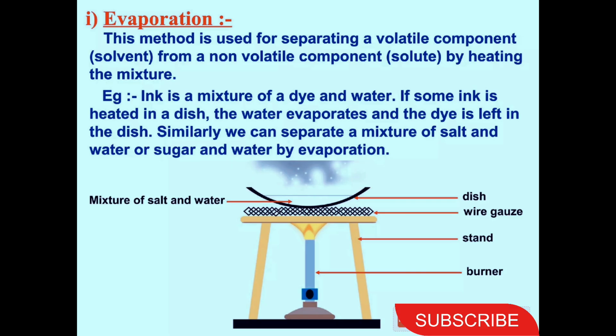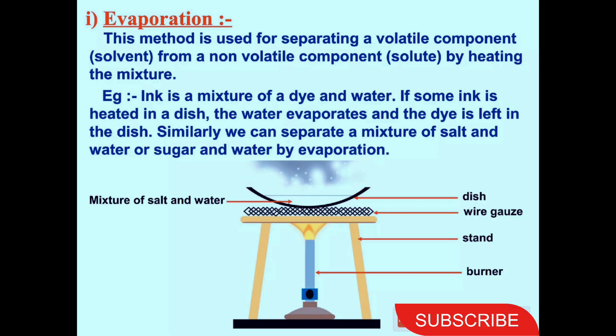solute. If you take ink, the water is the solvent, and we have some type of dye, which is the solute. Here volatile component means which is not stable. It may convert from solid to liquid or liquid to gas. For example, ink is a mixture of dye and water. If some ink is heated in a dish, the water evaporates and the dye is left in the dish. Similarly, we can separate a mixture of salt and water or sugar and water by evaporation.